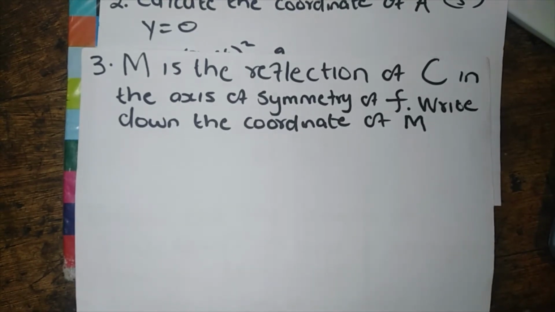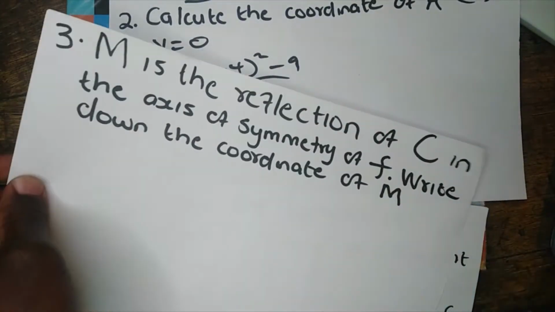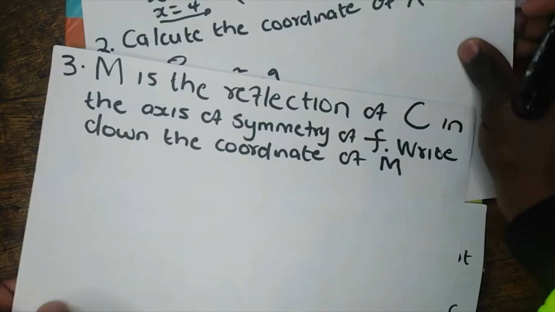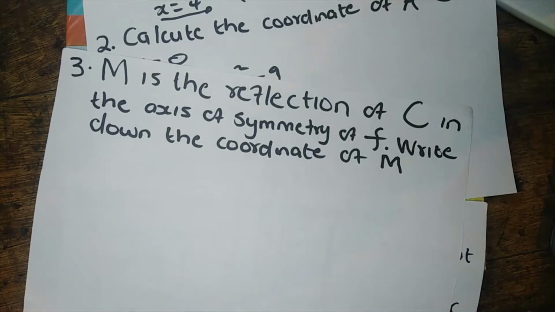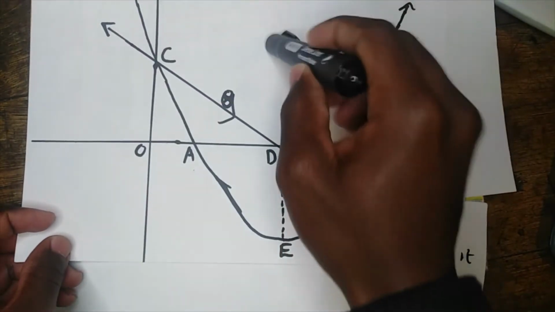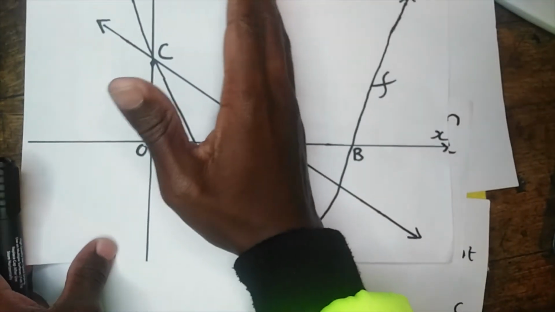So first of all we must understand it. M is the reflection of C in the axis of symmetry of f. So here's our graph. This is our axis of symmetry. This is C. So the reflection of C is M.